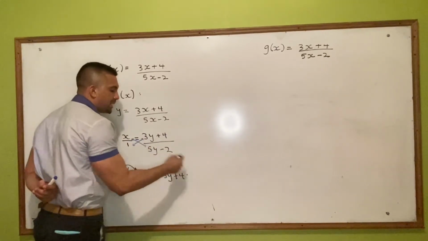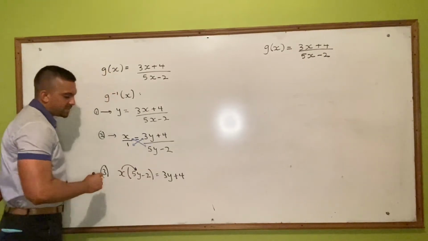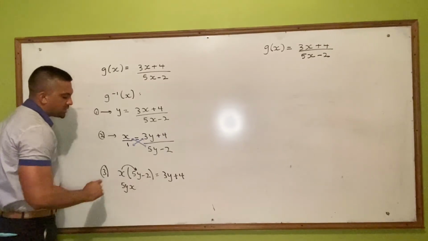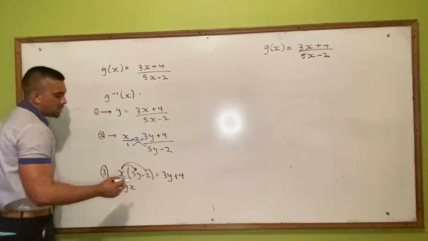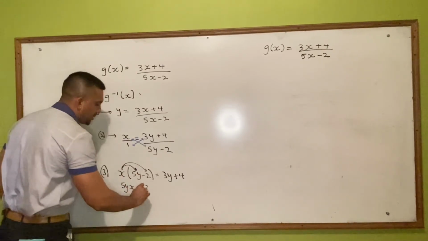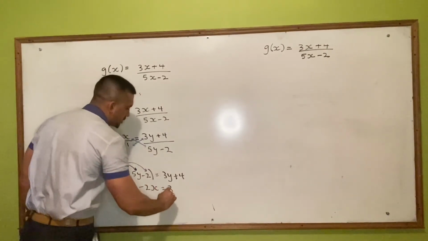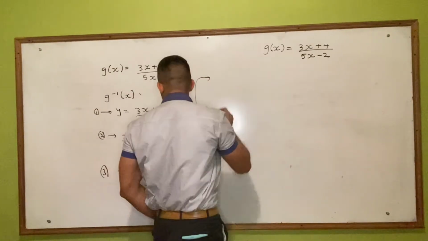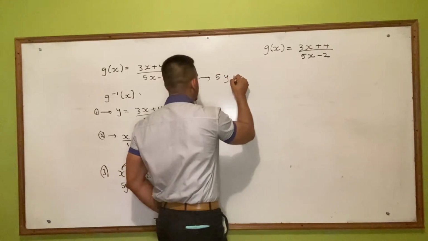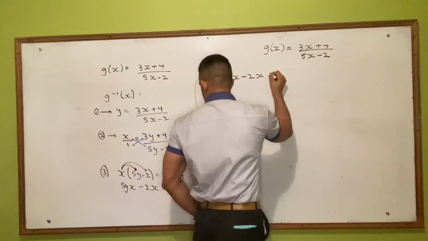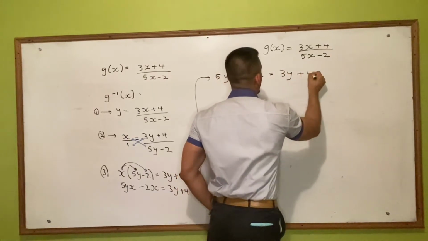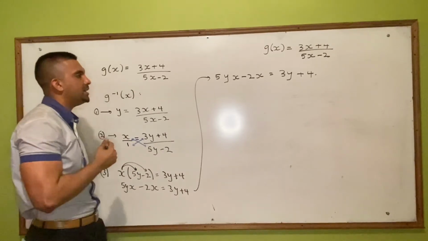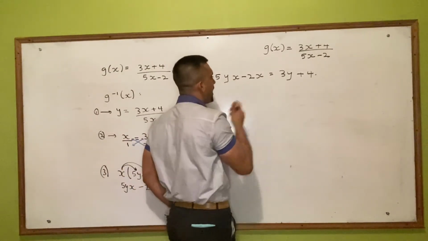So get good at it first, and afterwards you can eliminate these minor steps. x by 5y, you get 5yx, so 5xy, the order doesn't matter. Multiplication is commutative. x by minus 2, you get minus 2x is equal to 3y plus 4. Just rewriting this on top here to get some space: 5yx minus 2x is equal to 3y plus 4. After you cross multiply, we need to group the terms that have y in them on one side and the terms that don't have y in them on the other side.